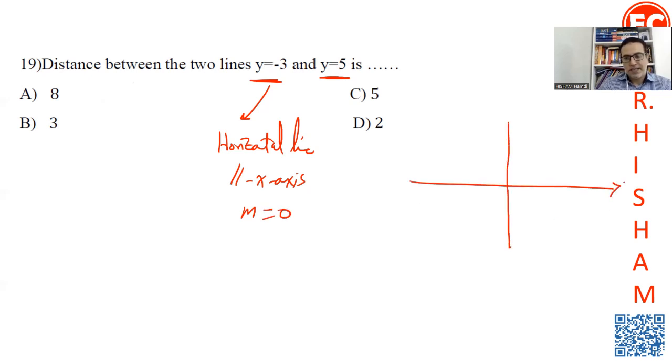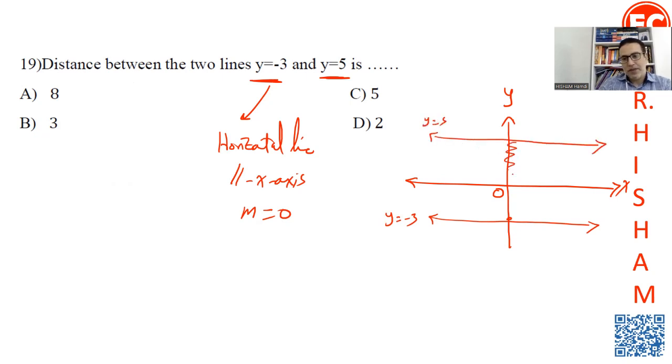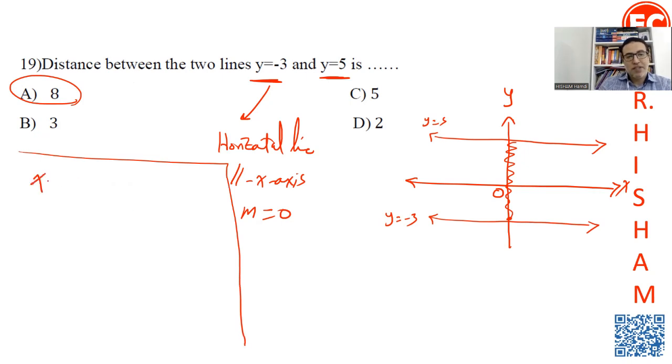So if this is the x-axis, and this is the y-axis, and this is the point negative 3, here is the straight line. And where is the line y is equal to 5? Here is the line y is equal to 5. So the distance between them is 8. Clearly it's 8.